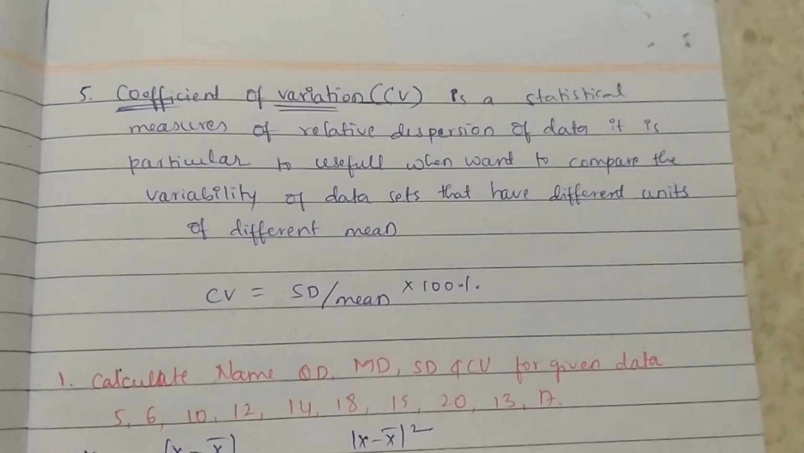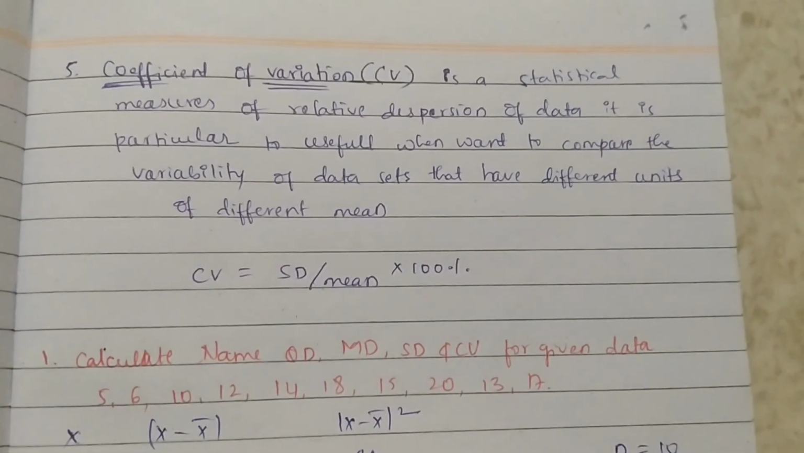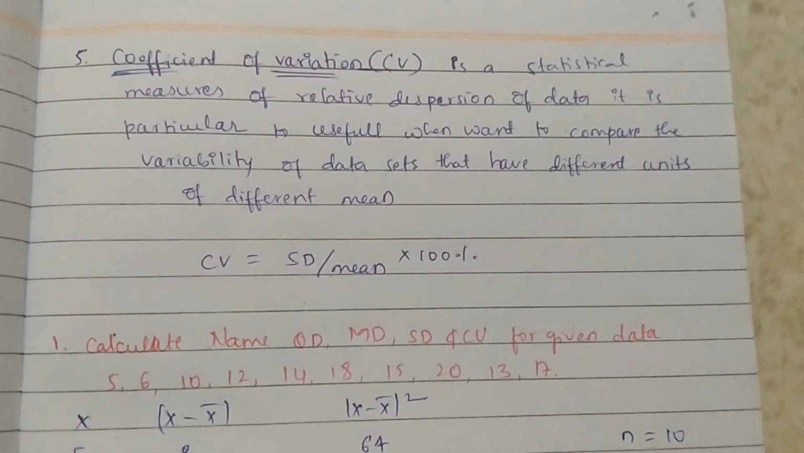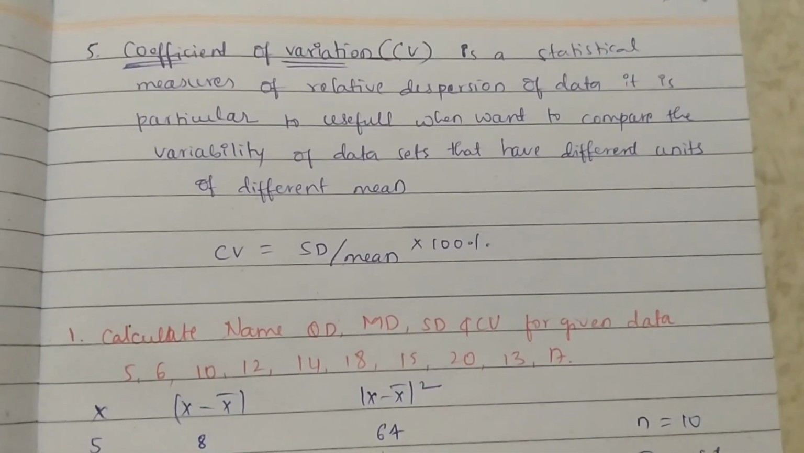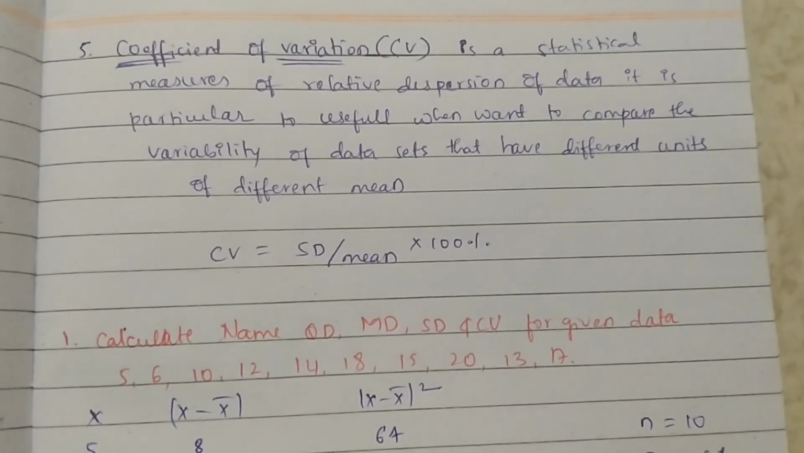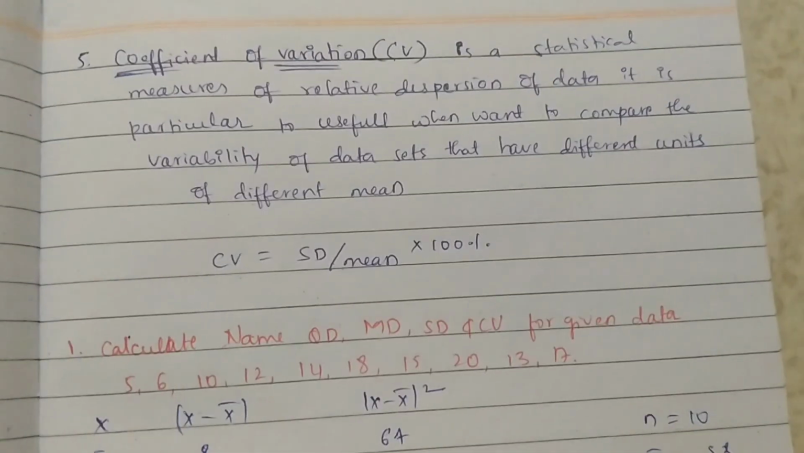Again, one more component we are going to discuss, that is coefficient of variation, CV, which is a statistical measure of relative dispersion of data. It is particularly useful when we want to compare the variability of data sets that have different units and different means. So the CV, coefficient of variation, is equal to standard deviation divided by mean, into 100.